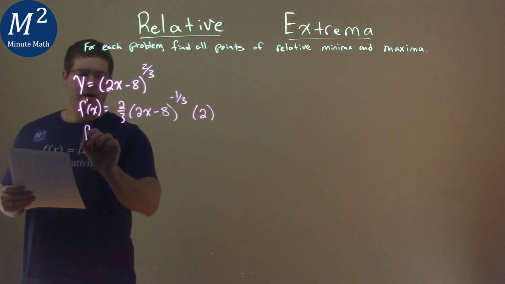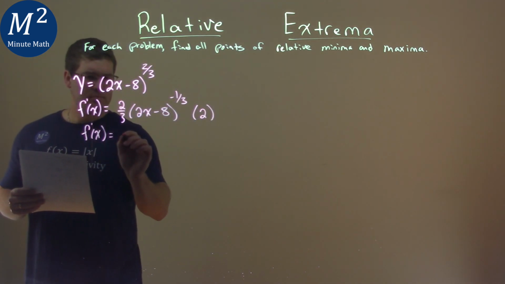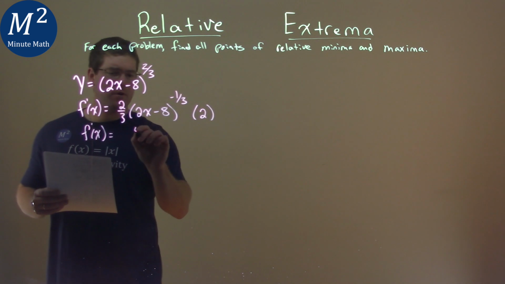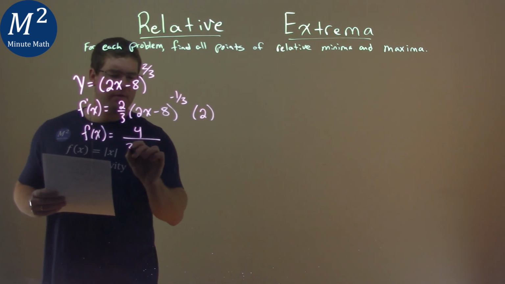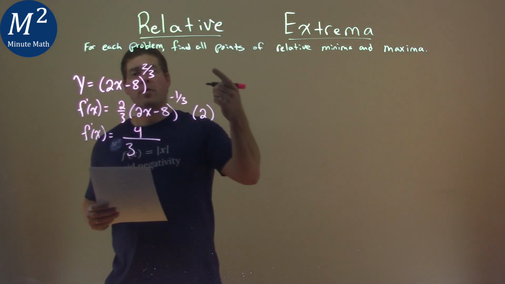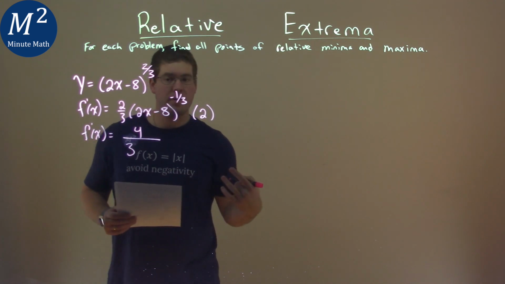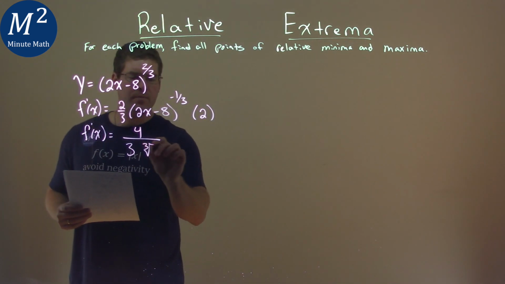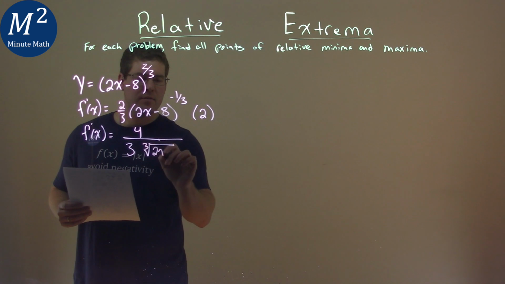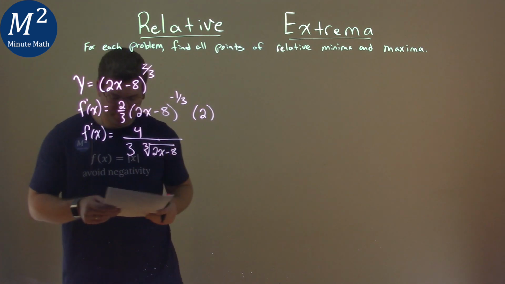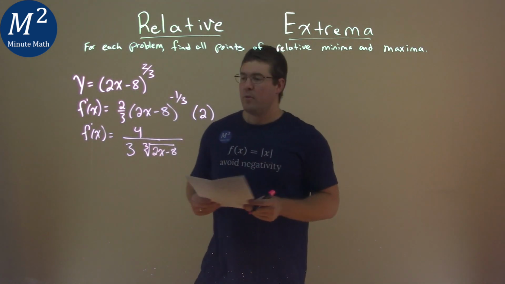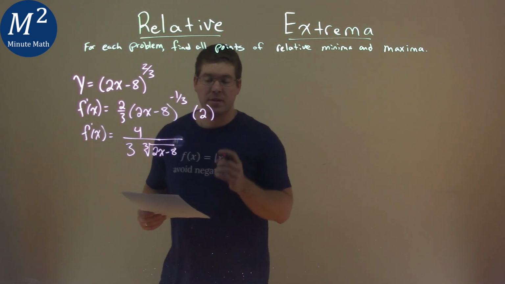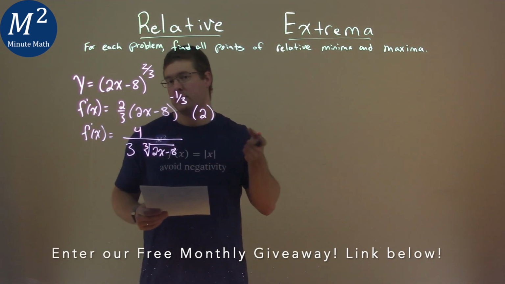Simplifying this out some, f prime of x here: 2 times 2 is a 4 over 3 in the denominator, and then the negative 1/3 power is a positive 1/3 power in the denominator, and that's the third root of 2x minus 8. Okay, now from here we want to find our critical points, and that actually happens when our denominator is going to be equal to 0.